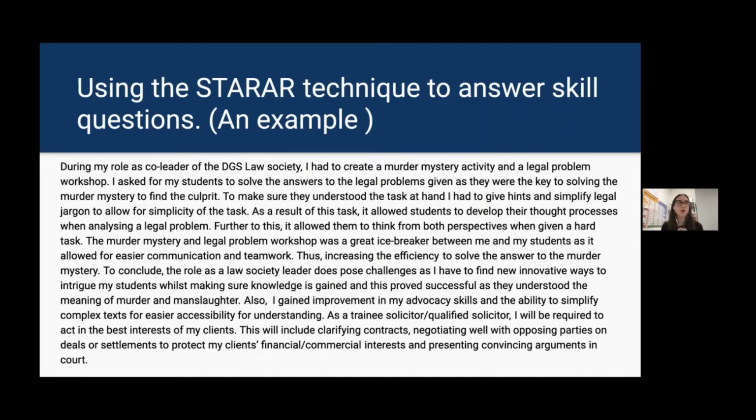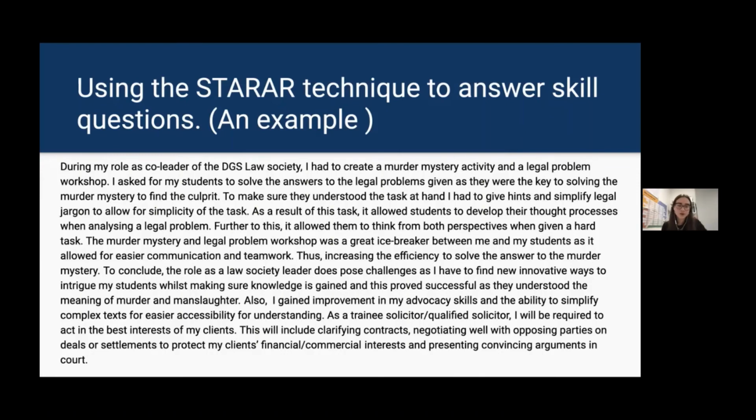Like I said before, being really reflective shows that you're not one of those, because again, I'm sure people will relate if they've been in situations with law students, lots of the time people get a bit arrogant and they think they've done everything completely right. But being able to reflect and know that your skills can always improve is really positive, and something that people will look for in applicants. So again, thus increasing the efficiency to solve the answer to the murder mystery. So it's more reflection on that.